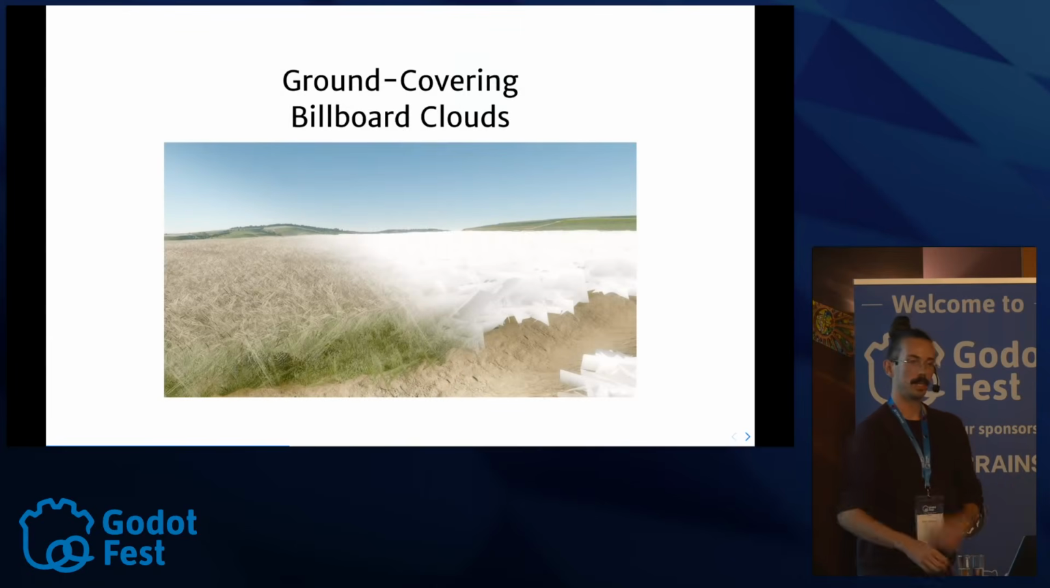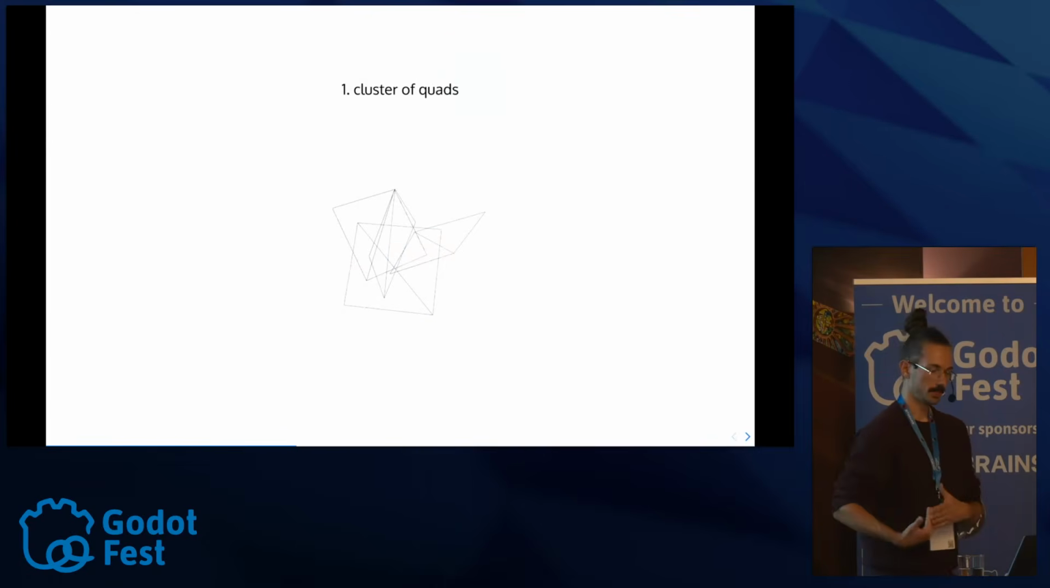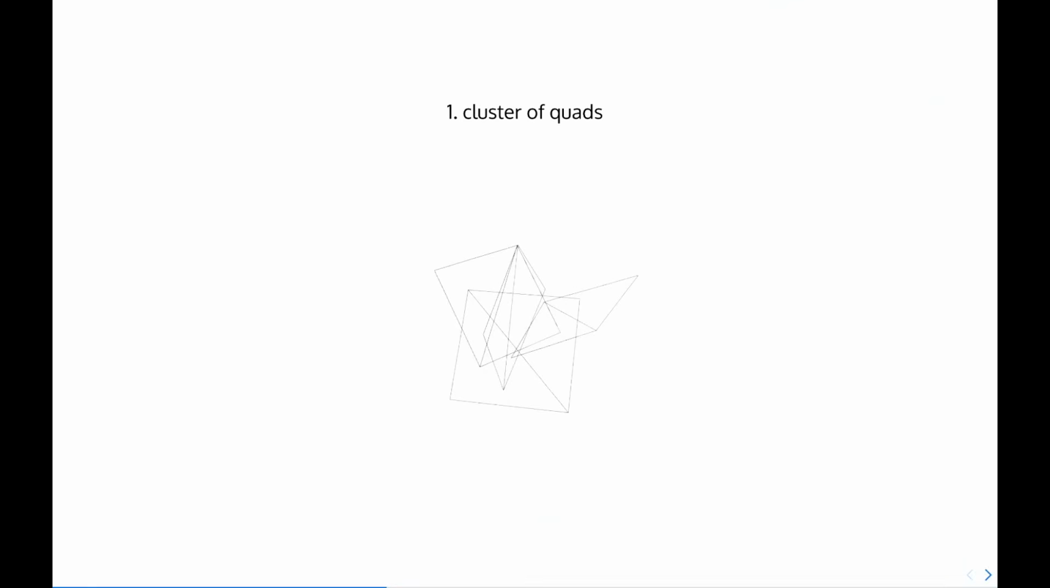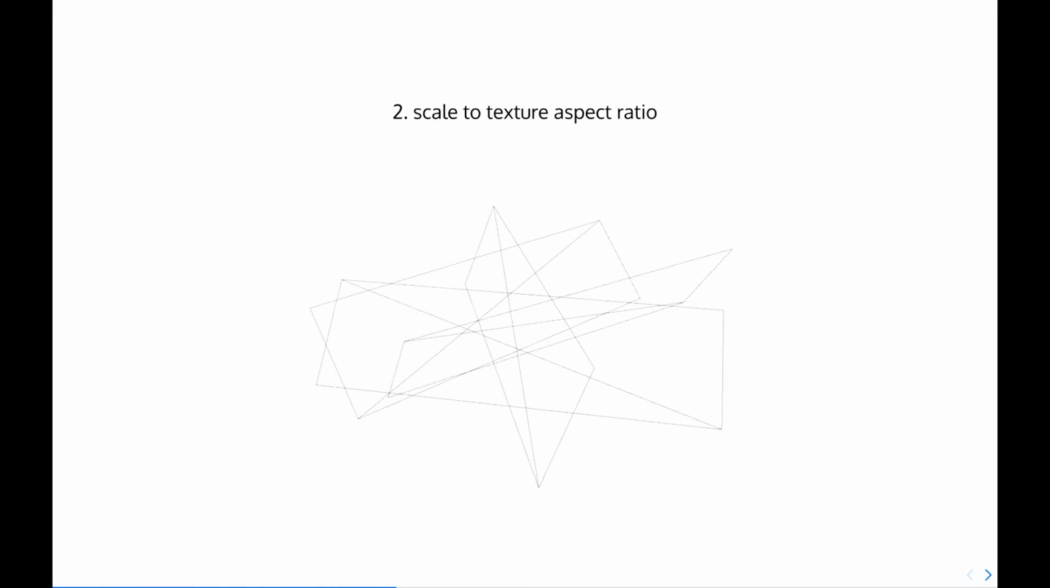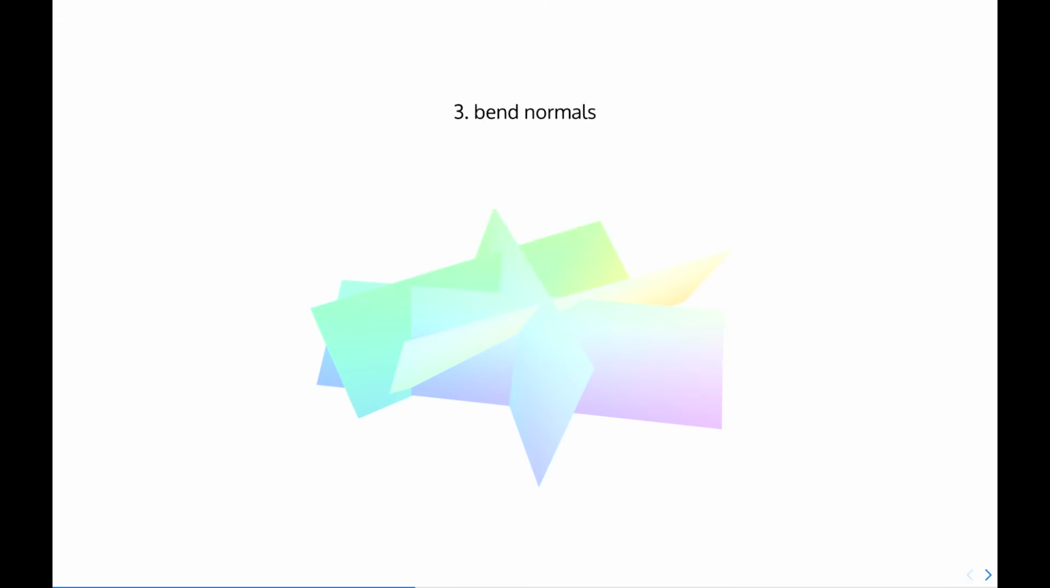If you want to do ground-covering billboard clouds, you're going to have to make geometry and textures for that somehow. So I'll show you how we do that. We start with a cluster of quads. This is just quads rotated and moved in a way that makes them fill the ground nicely when repeated. And then in a shader, we scale that to the individual texture that we're working with and the aspect ratio of that texture. We again bend the normals to have a kind of half dome shape instead of the actual billboard normals. That's what the normals look like.